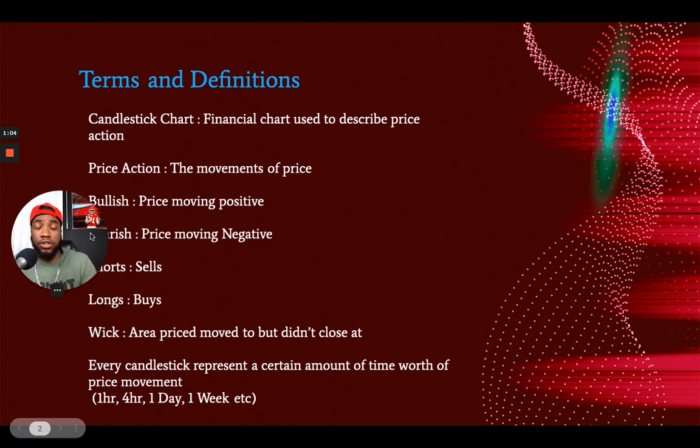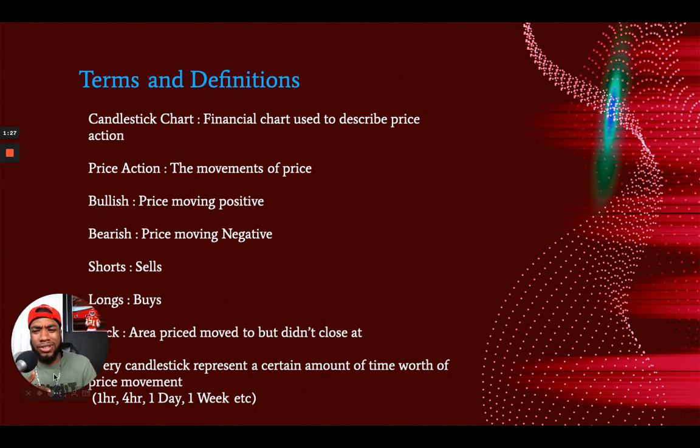What's that one? You got a wick. So the wick is just the area of price that price went to, but it didn't close at, right? And we'll go over this in more detail. And then every candlestick can be represented in several different time frames. The main time frames that I like to use: 1 hour, 4 hour, daily, and a weekly. You also have a monthly, 2 hour, things like that, right?